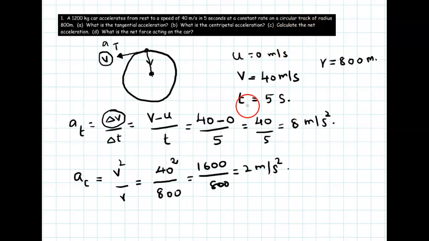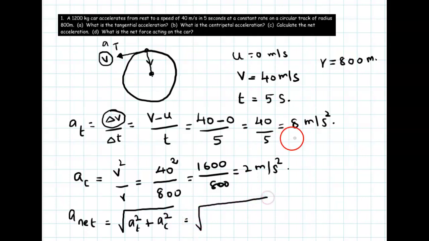Now calculate the net acceleration. The net acceleration is the square root of tangential acceleration squared plus centripetal acceleration squared. The tangential acceleration is 8 squared, the centripetal acceleration is 2 squared, which will be 8.25 meter per second square. Now we found the net acceleration.